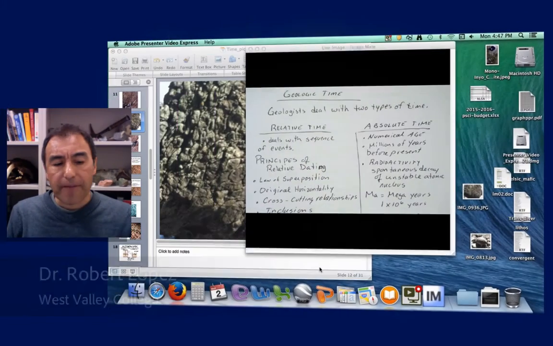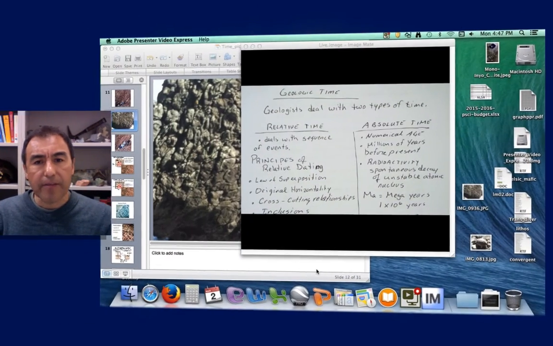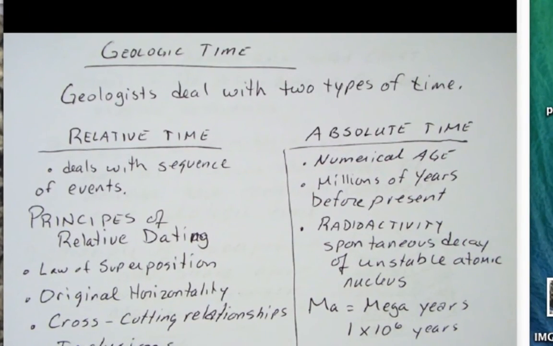Today I want to introduce geologic time. Now we start off by saying that geologists think of time in two ways. The first one is relative time. And relative time deals with the order of events, the sequence of rock units. How can you interpret one being older and the other one being younger? And really, it relies on some principles of just common sense and what you observe.